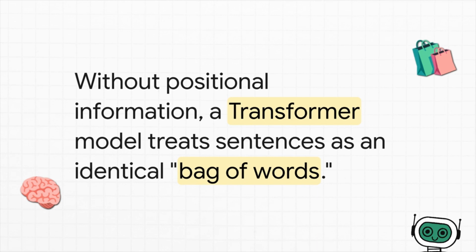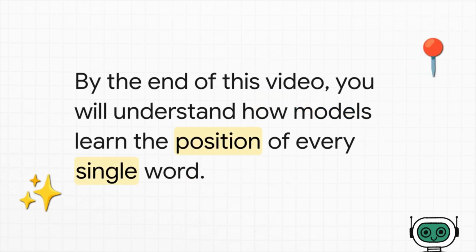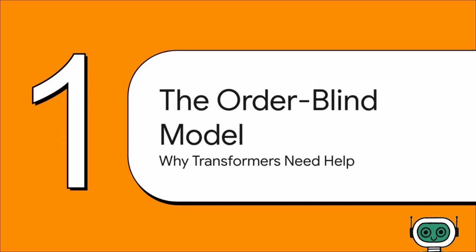And here's the catch. Without a built-in sense of order, a transformer model just sees these two sentences as a jumble, a bag of words. It knows the words are there, but it has no clue about their sequence. So by the end of this, you're going to understand the really elegant trick models use to learn the position of every single word. Let's dig into why this is even a problem to begin with.